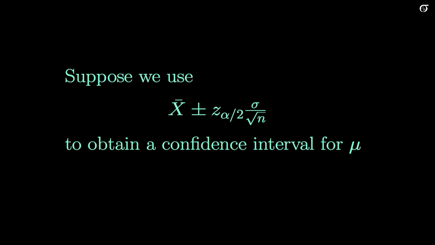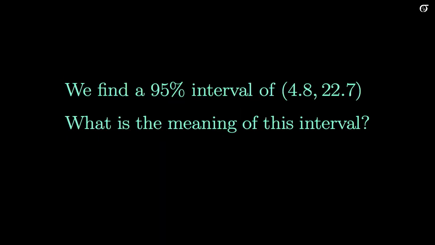But we use our sample mean and some mathematical theory and some assumptions to calculate this confidence interval. And we've looked at this before, this confidence interval for the parameter mu when we're sampling from a normally distributed population where sigma is known. So we put everything through our formula, and we get an interval. Let's say we find a 95% confidence interval of 4.8 to 22.7.